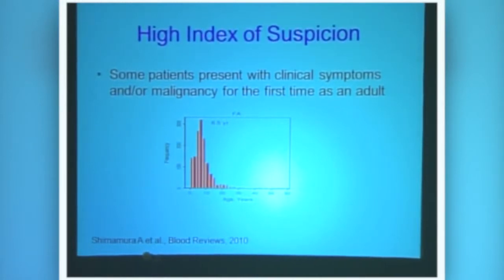So one important thing to keep in mind is some patients will present with clinical symptoms and signs of malignancy for the first time as an adult. You look at the 6.5 years as the median time to develop marrow failure, but look at the age range. There are patients who presented for the first time at 20, 25, 30. So I think the important thing is to keep in mind that you need to keep a very high index of suspicion for congenital marrow failure syndrome, and if you're worried, please think about it and send a test.